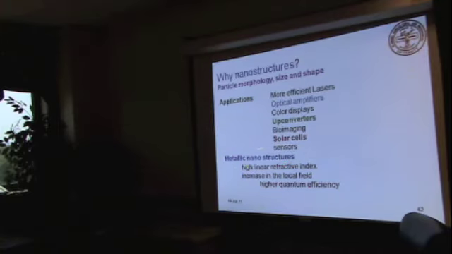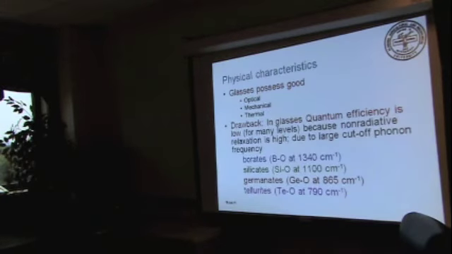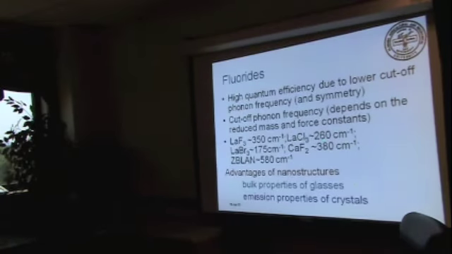And why do we do nanostructures? Around you, with materials with metallic particles that will modulate the refractive index, you can increase the local field, higher quantum efficiency, all that. And physical characteristics: glasses are easy to make, they have better material properties, but the quantum efficiency is low because the vibrational frequencies are higher. In fluorides, the vibrational frequencies are smaller.